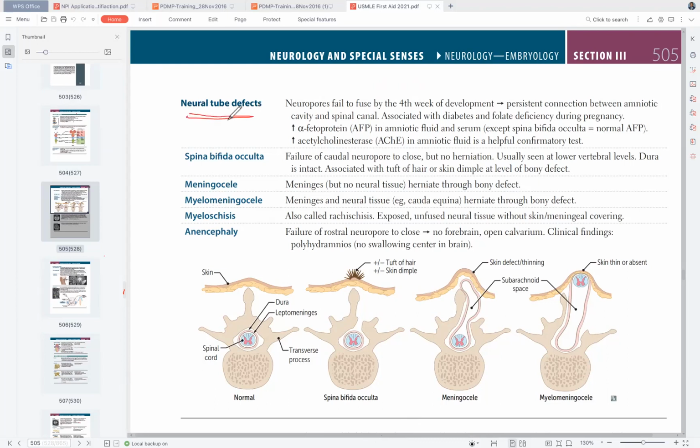So neural tube defect is very, very important. I know you will know that. And then you have to remember that anytime there is a neural tube defect, alpha fetoprotein goes up, and this enzyme, acetylcholinesterase, will also go up. And then we have different types. The only time they'll go up is when there is an opening here.